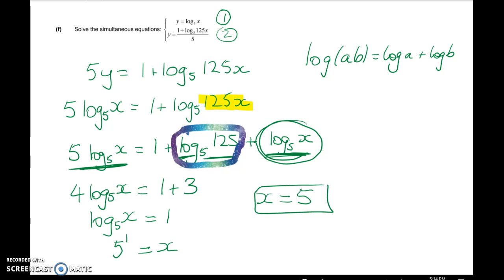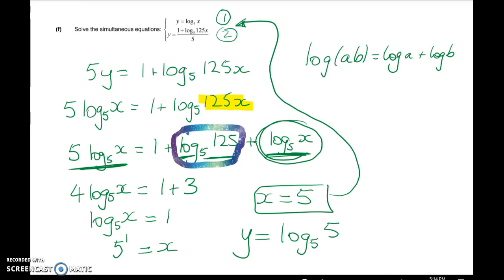But don't stop there. Remember, I'm solving simultaneous equations. So I need to substitute that back in to get y, and y is equal to the log to base 5 of 5. 5 to the power of what is 5? And the answer is 1. So x is 5 and y is 1.